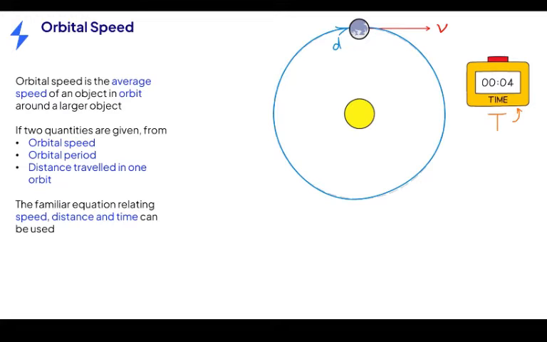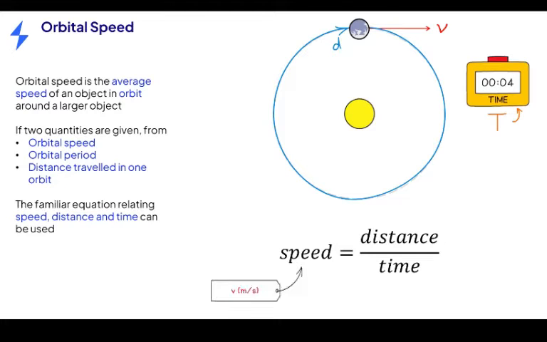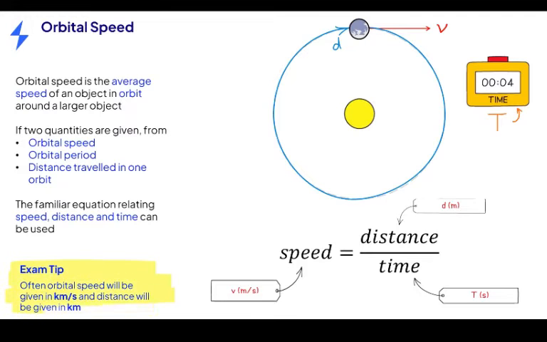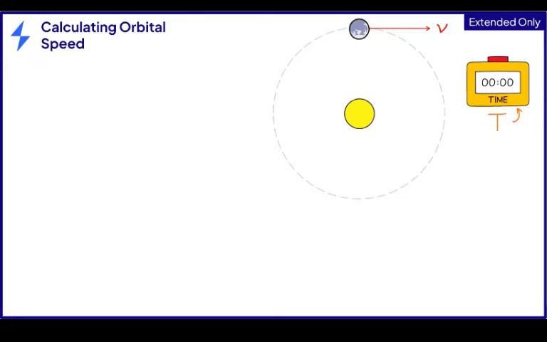You can work out the unknown quantity using the familiar equation speed equals distance over time, where the orbital speed is in meters per second, the distance travelled in one orbit is in meters, and the time taken to complete one orbit is in seconds. Look out for the units given in exam questions, as they may be in kilometers per second or kilometers.